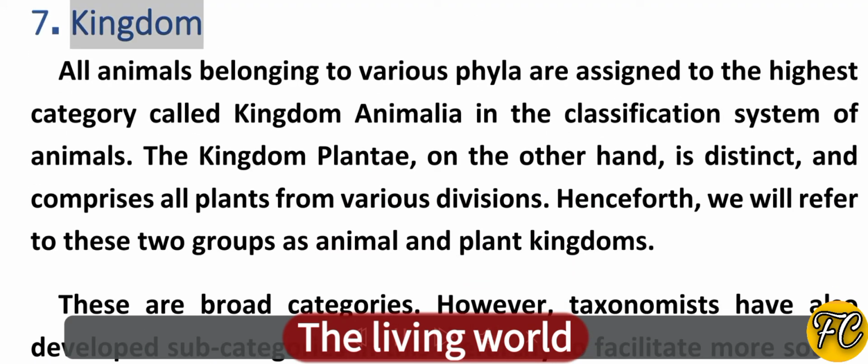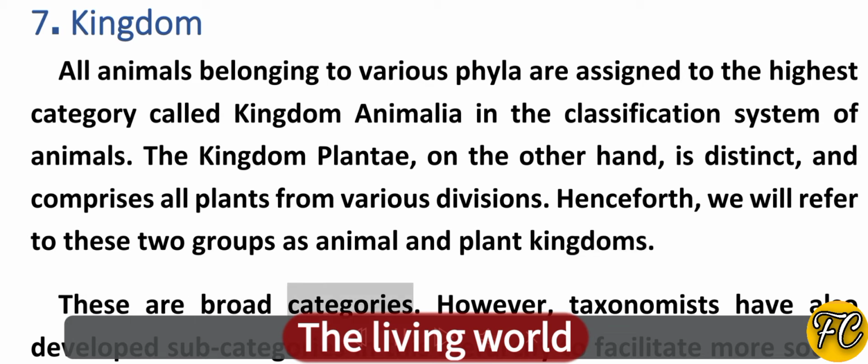7. Kingdom. All animals belonging to various phyla are assigned to the highest category called kingdom Animalia in the classification system of animals. The kingdom Plantae, on the other hand, is distinct, and comprises all plants from various divisions. Henceforth, we will refer to these two groups as animal and plant kingdoms.